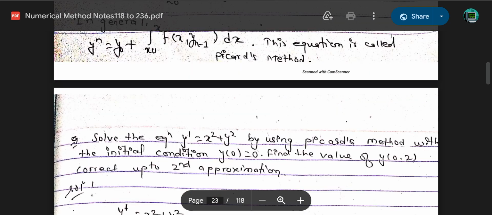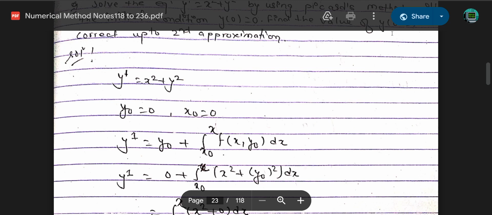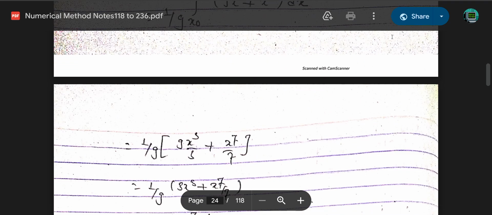Solve the equation using the Picard method with the initial condition y(0) equals 0. Find the value of y(0.2), correct up to the second approximation. y' equals x² plus y², y0 equals 0, and y1 is obtained from the integral.